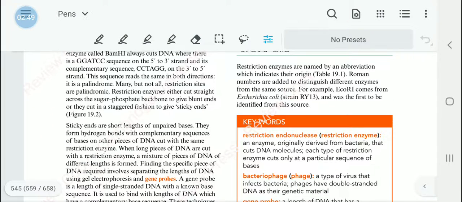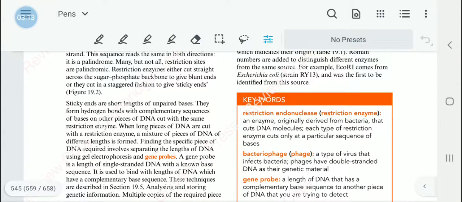Then we speak about sticky ends. When restriction enzymes cut, they can cut straight across the sugar phosphate backbone to give blunt ends, or they can cut in a staggered fashion. Sticky ends means there is a short length of unpaired bases. They can form hydrogen bonds with complementary sequences on other pieces of DNA, if it is cut with the same restriction enzyme, so it is known as a sticky end.